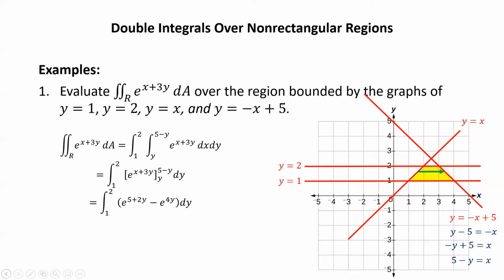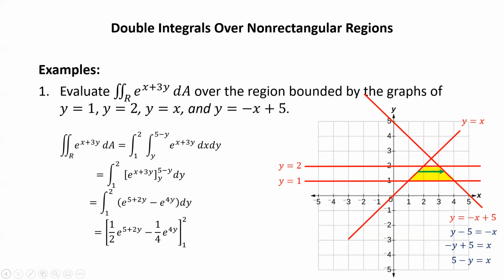When we plug in the 5 minus y, we get e to the 5 minus y plus 3y, which is e to the 5 plus 2y. And when we plug in the y, we get e to the y plus 3y, which is e to the 4y. We now have to do the outer integral.